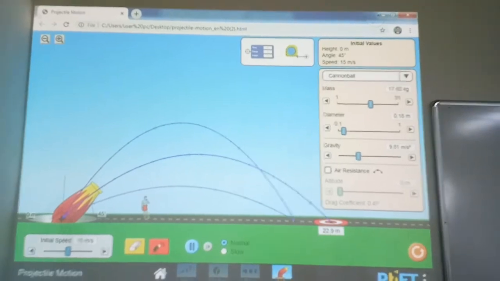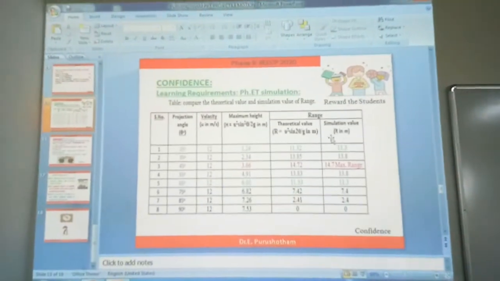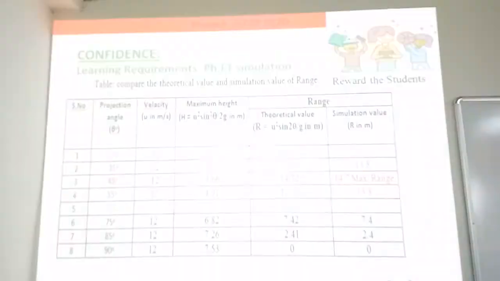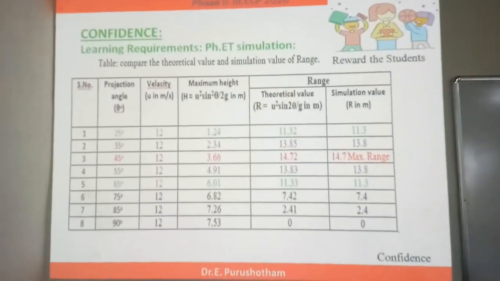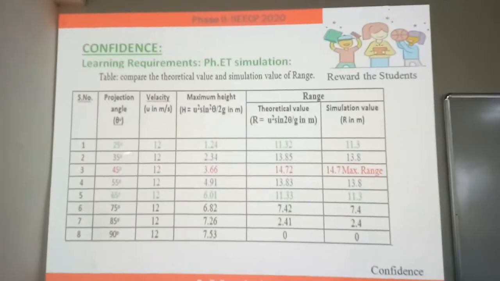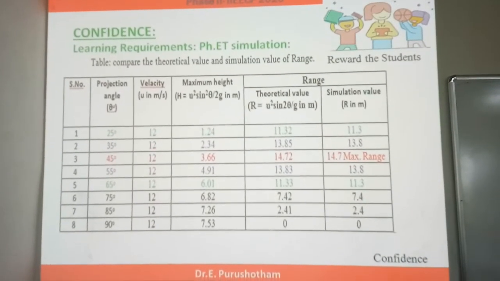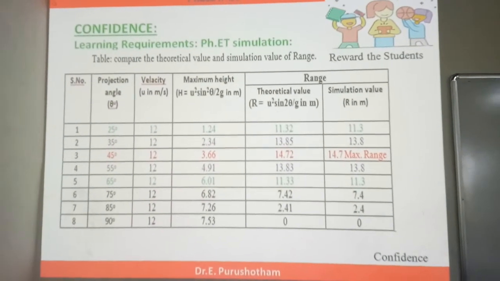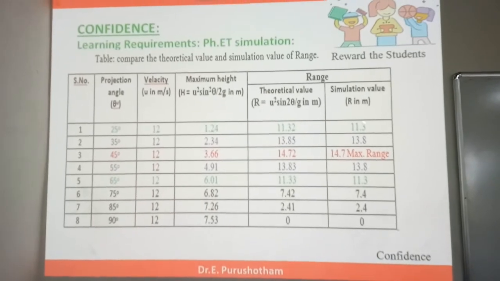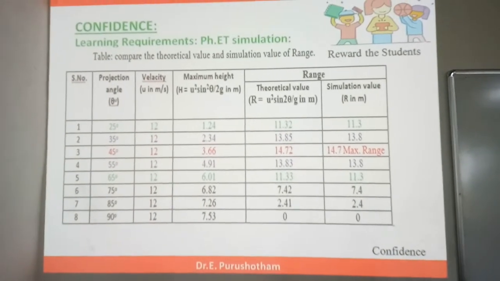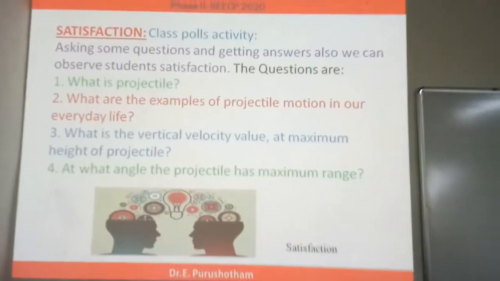All these things we can observe in this table. For example, theta 25 and 90 minus 25, that is 65 degrees, both have 11.3 meters. At 45 degrees it has the maximum range of 14.7.